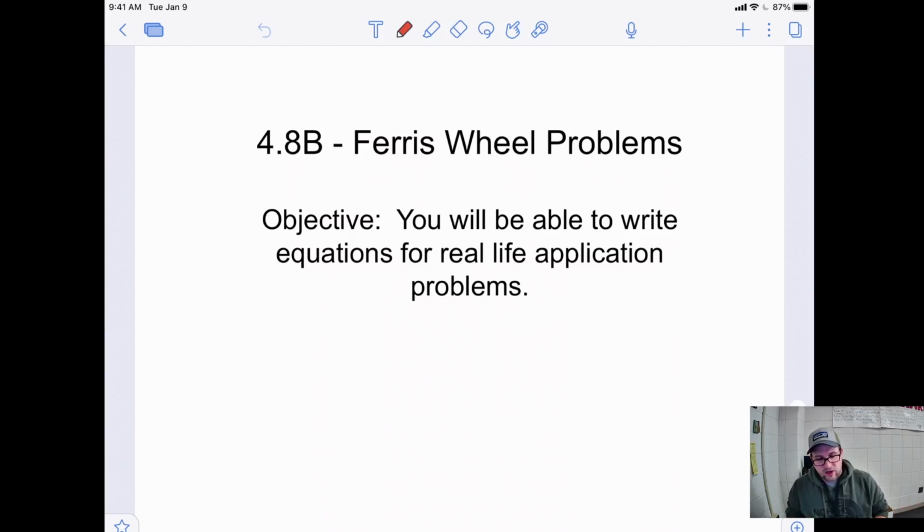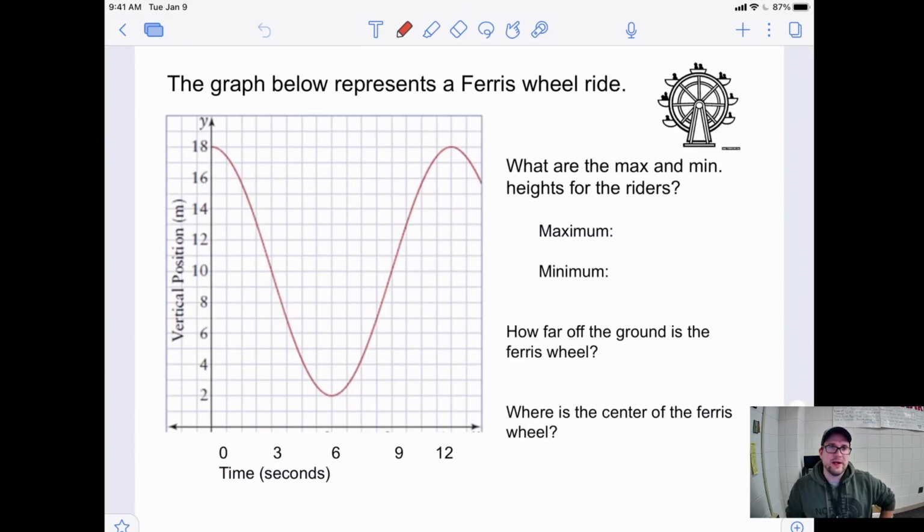So again, our objective is stated right here. It says you will be able to write the equations for real-life application problems. So let's take a look here. Here's our first slide. It says the graph below represents a Ferris wheel ride. What are the maximum and minimum heights for the riders?